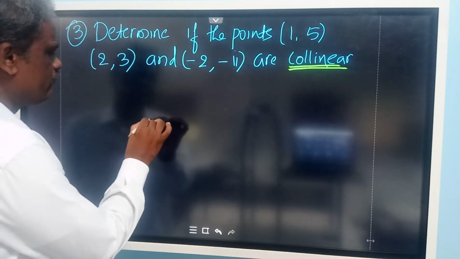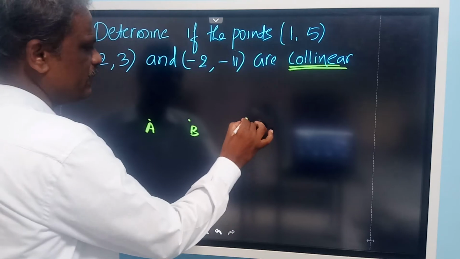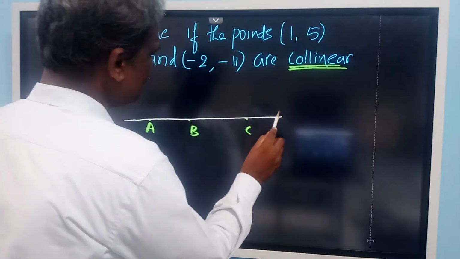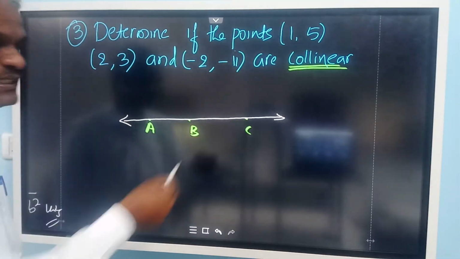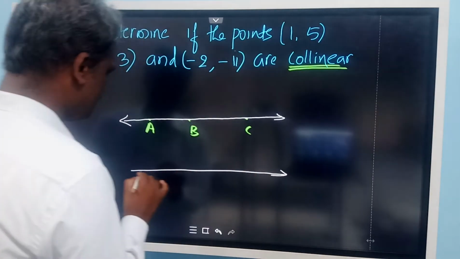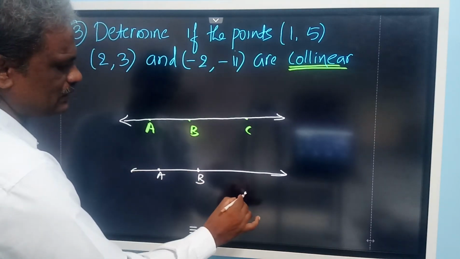Suppose here point A is there, then another point B here, another point C here. If I draw a straight line over this, you should get a straight line. Then we say that A, B, C are on a straight line. Suppose here is a straight line and A lies on this, B lies on this.